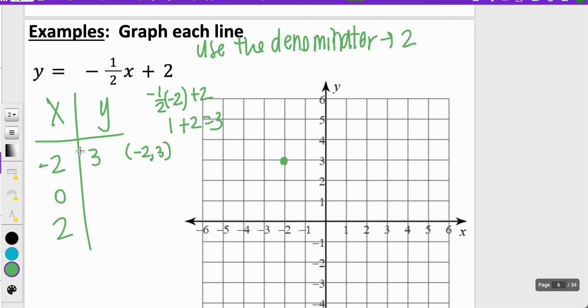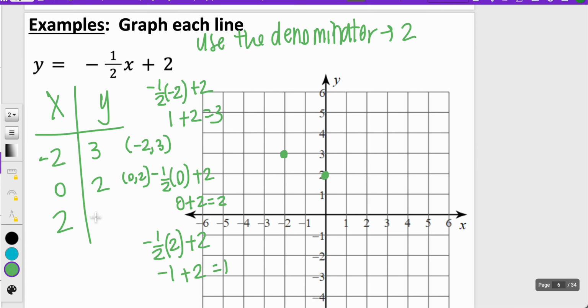The next one, if x is 0, so that's -1/2 times 0 plus 2. -1/2 times 0 is 0, and 0 plus 2 is 2. So my ordered pair for this one is 0, 2, which would be here. The last one I have, if x is 2, what could be y? -1/2 times 2 is -1, and -1 plus 2 is 1. So I have 2, 1. Okay? It should be making a straight line, and there it is.